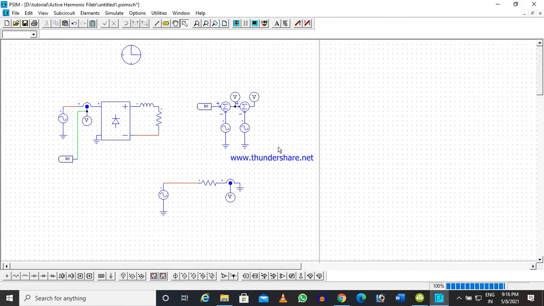So what I have done is, I have taken the input load current, and from that I have subtracted one value.